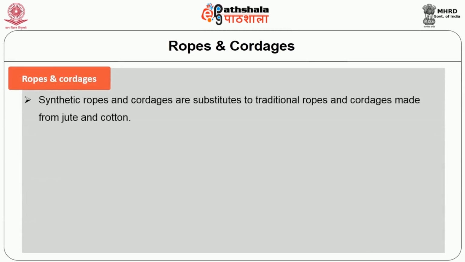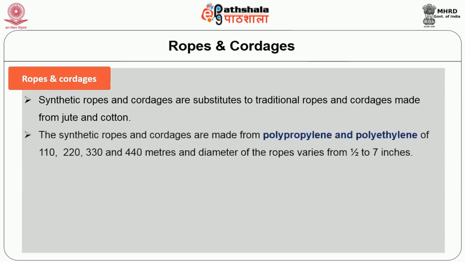Synthetic ropes and cordages are substitutes to traditional ropes made from jute and cotton. The synthetic ropes and cordages are made from polypropylene and polyethylene, of 110, 220, 330, 440 meters, and the diameter of the rope varies from half to 7 inches.